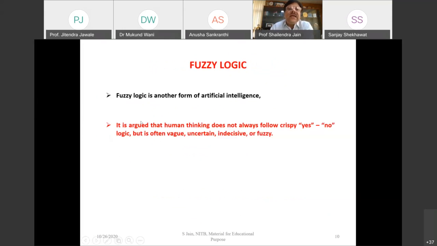It is basically argued that human thinking does not always follow crisp yes or no, but is often vague, uncertain, indecisive, or fuzzy. Say, for example, a student appearing in class 12 is basically fuzzy. In fact, a student who is in class 10 is even more fuzzy about which profession to opt for, whether to go for engineering, medicals, commerce, or arts, which subject to choose. So basically your thinking is fuzzy.